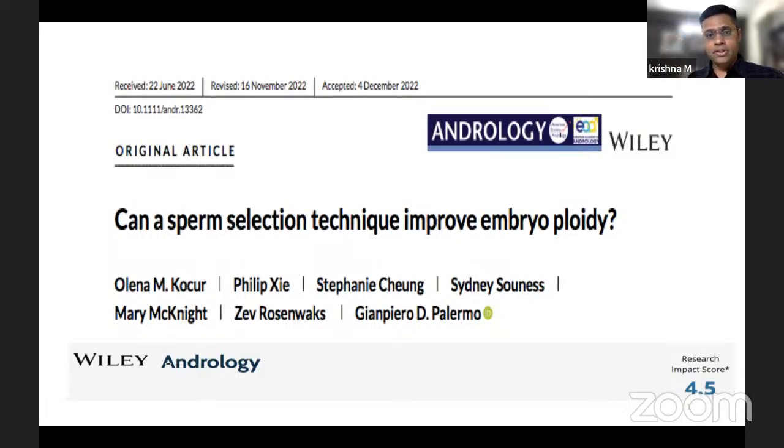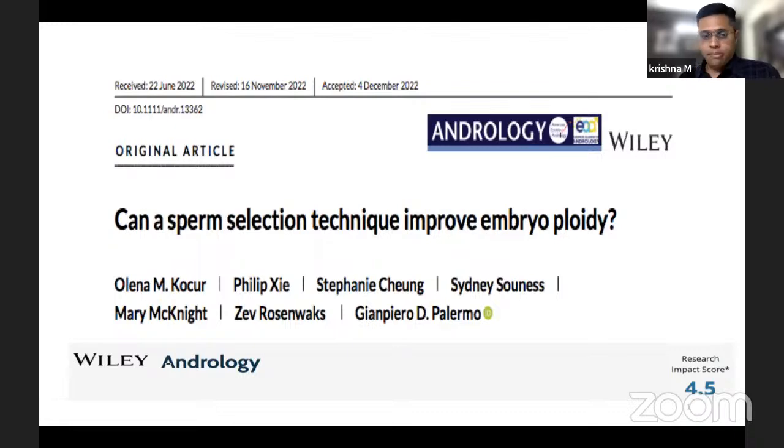Okay. I'm hoping the technical hitch is taken care of and I can get started. All right, so this paper is from Palermo's group at Weill Cornell University, New York. So the title is Can a Sperm Selection Technique Improve Embryo Ploidy? Published in Andrology, December 2022. Got a high impact factor of 4.5.